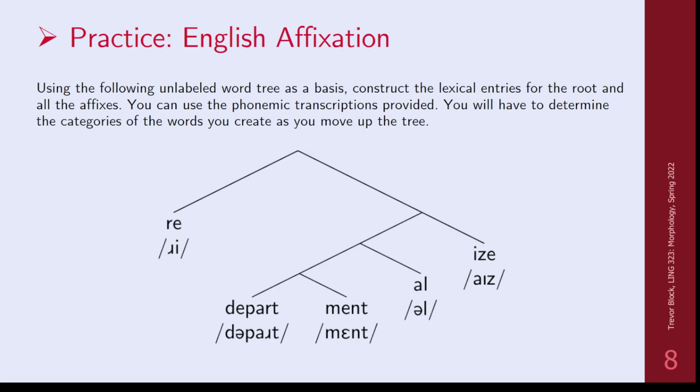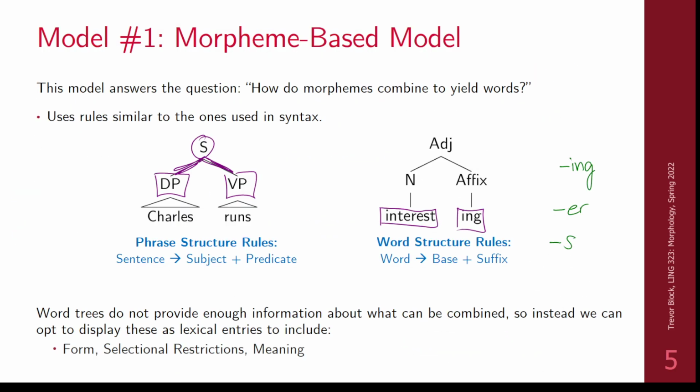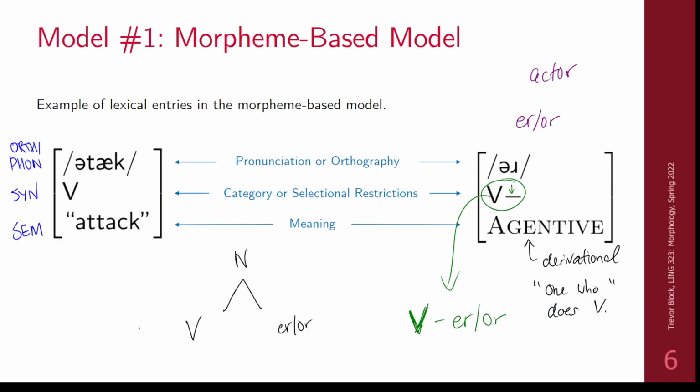Okay, so here's a practice exercise to fill in word categories at each node, and then also to write the lexical entries. So remember, a lexical entry has the phonetic form, it has the syntactic restrictions or categories, and then it has the meaning at the bottom. So I'm not going to do the meaning part. Well, I guess for the sake of the first exercise I will. So try this yourself.